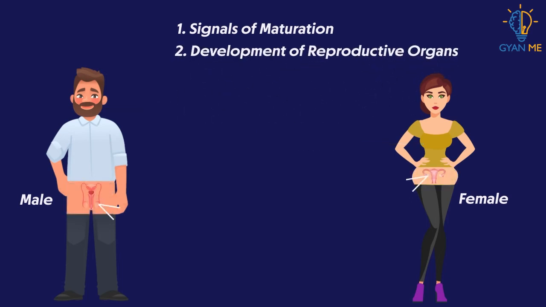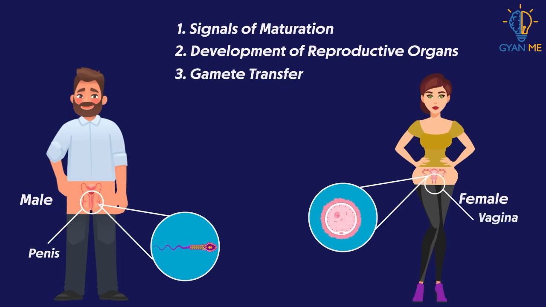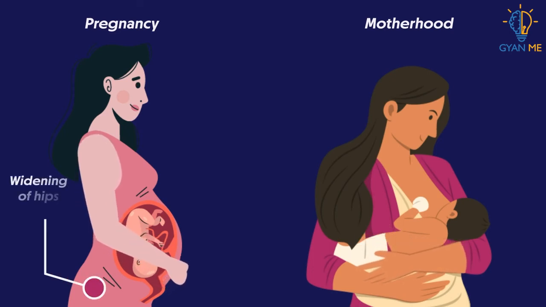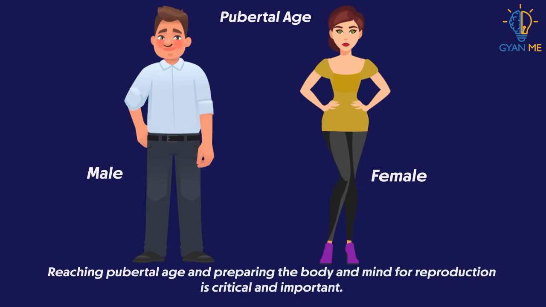On the other hand, the actual transfer of germ cells between two people needs special organs for the sexual act, such as the penis when it is capable of becoming erect, or the vagina in females, which should be capable of receiving the sperms. In mammals such as humans, the baby is carried in the mother's body for a long period of time and will be breastfed later. The female reproductive organs and breasts will need to mature to accommodate these possibilities. As a result, reaching pubertal age and preparing the body and mind for reproduction is critical, and these are important changes.